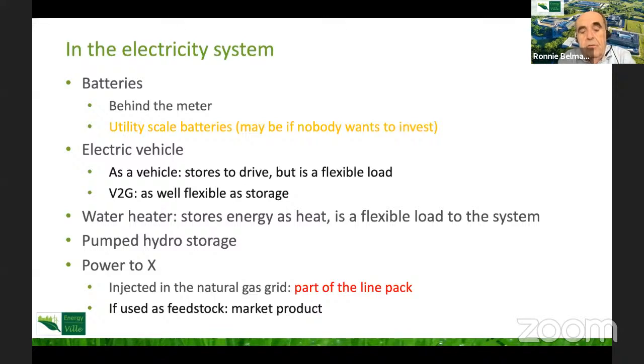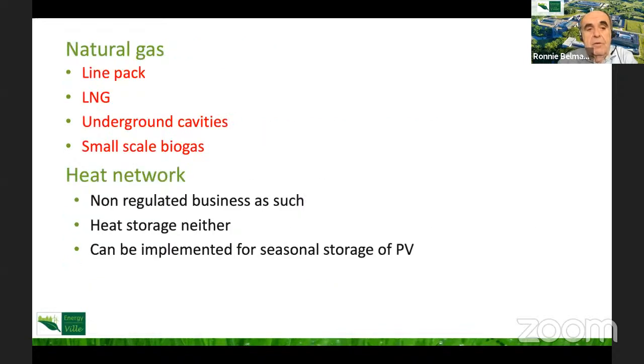Pumped hydro is the best known in town, but also these days, power to X, power to hydrogen, power to methane, or anything like that. And if you take it to power to methane, or you inject hydrogen into the natural gas, there is storage as part of the line pack, which is a regulated thing. But if it's used like feedstock, it's a market product. So what are we talking about? With natural gas, we have the storage in the line pack. We have LNG, we have underground cavities, and we have small-scale biogas, all being regulated businesses in Belgium.